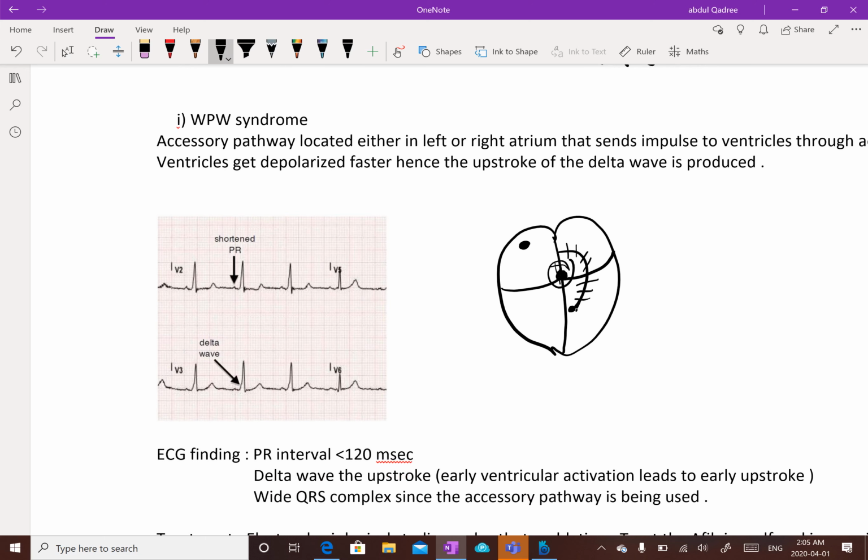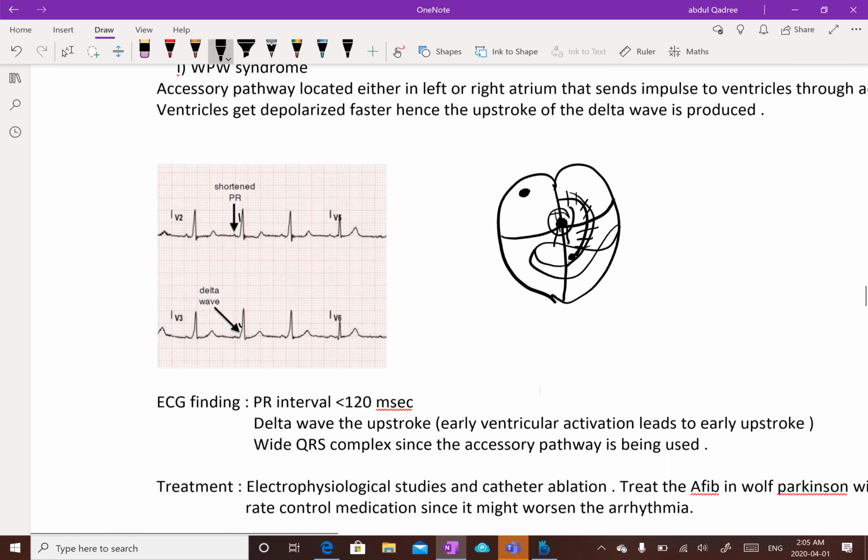Some of the ECG findings for Wolff-Parkinson-White syndrome: the PR interval is very short. Look at this, the PR interval is shortened right here, and the delta upstroke is another finding. The QRS is wide because of course it's not going through the normal pathway, it's going through the abnormal pathway, and this takes a longer time for the ventricles to get depolarized, which leads to a wider QRS complex.